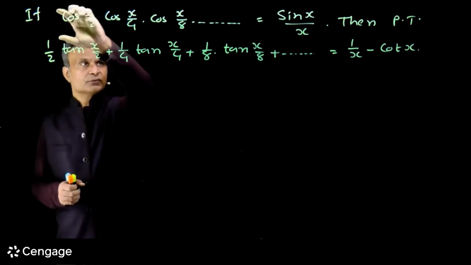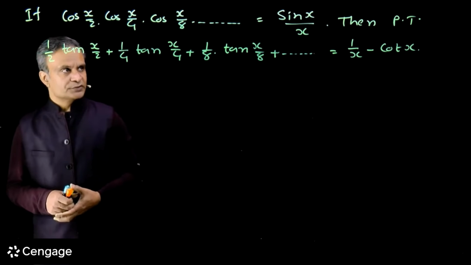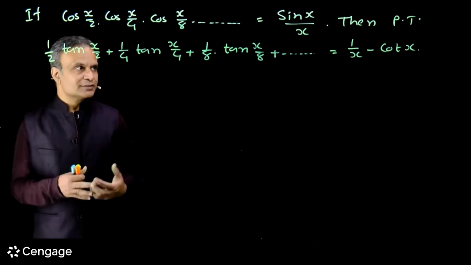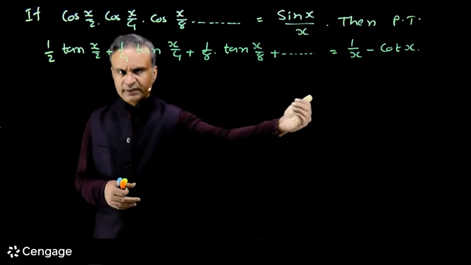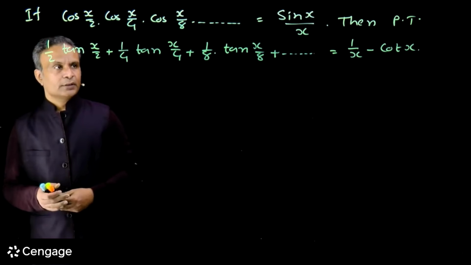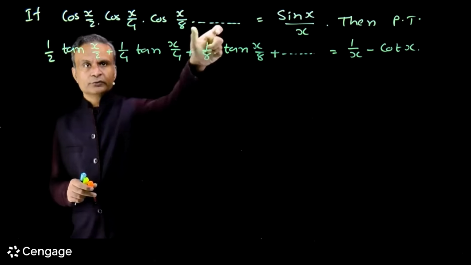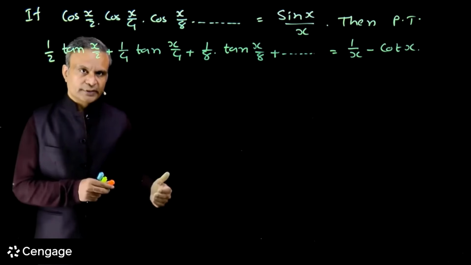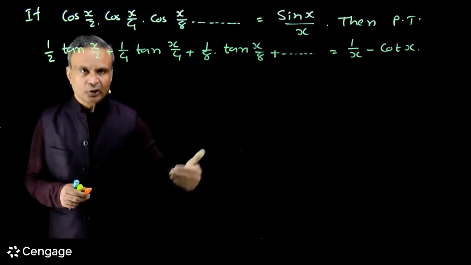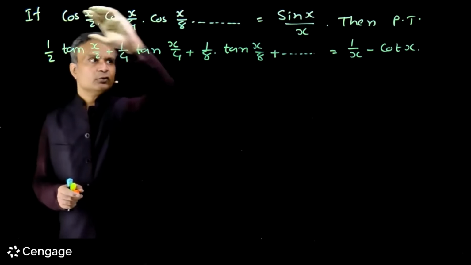We can prove this using concepts of trigonometry. हम इसको prove कर सकते हैं. But here we have to use this result to find the sum of this series, which is 1 over x minus cot x. क्या कर सकते हैं? Here we have a product, okay, and here we have a sum. So to move from product to sum, we use logarithm. We use the properties of logarithm. Okay, so what we do? We take logarithm on both sides.